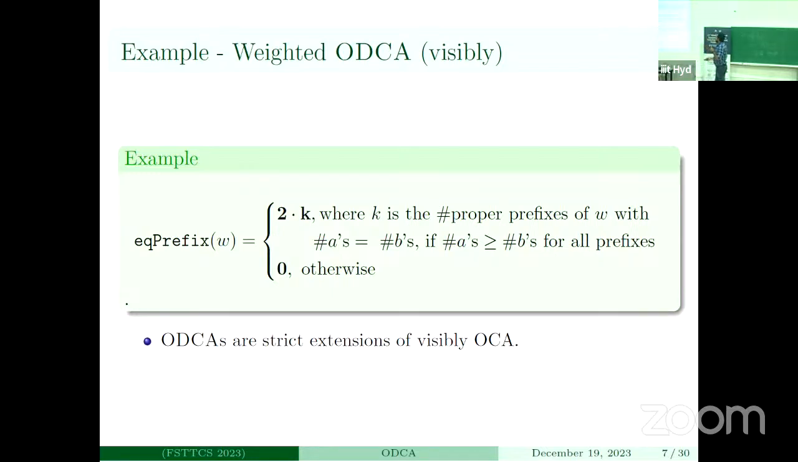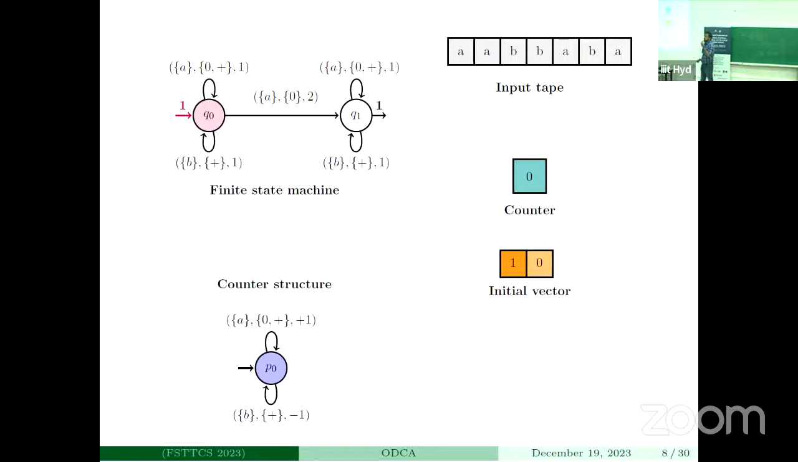This is a function which is recognized using a weighted ODCA. You can clearly see that this cannot be recognized even using a cross product of a weighted automaton and a one counter automaton; you will understand why. You can think of ODCAs as strict extensions of visibly OCAs, and similarly weighted ODCAs are strict extensions of weighted visibly OCAs. So this is an ODCA recognizing the function that we just saw.